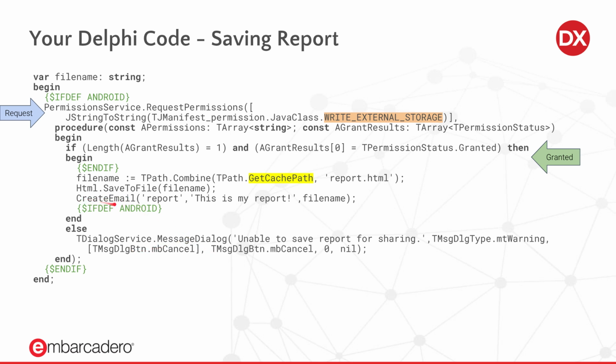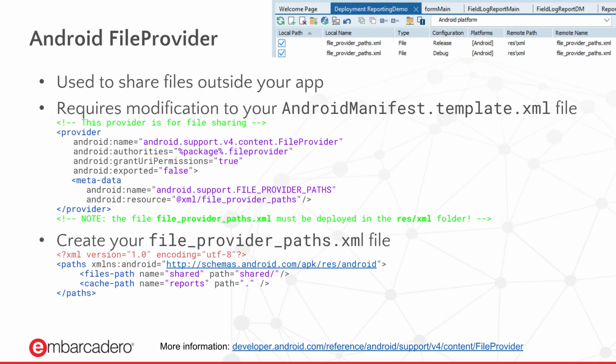Now the create email is going to call a routine to create an email and send it with this attachment. In order for the email program to be able to read the file that you've saved, you have to use Android file providers. Now, this requires you to modify your AndroidManifest.template.xml file and add this block of code in here. You can use this code verbatim. It pulls the package name from the template expansion automatically. It does reference this FileProvider path XML file, which is right here. This is what you might want to change.